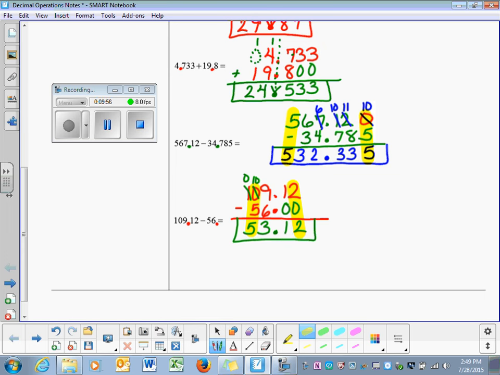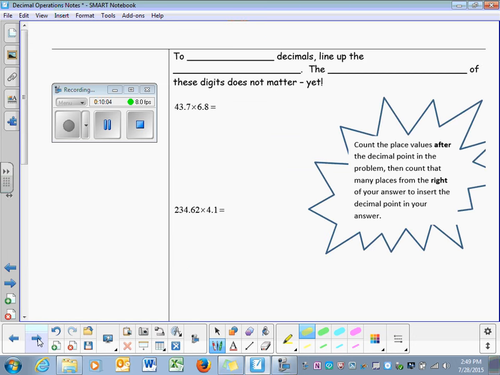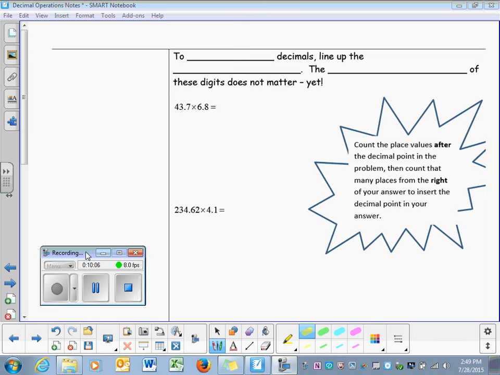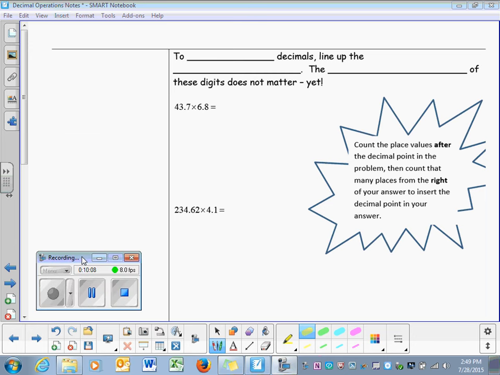Now at this point in the notes, you can pause the notes and do the addition and subtraction practice, or you can keep going with the notes. That's up to you. The next section on our notes is multiplication of decimals. So how do I multiply decimals?